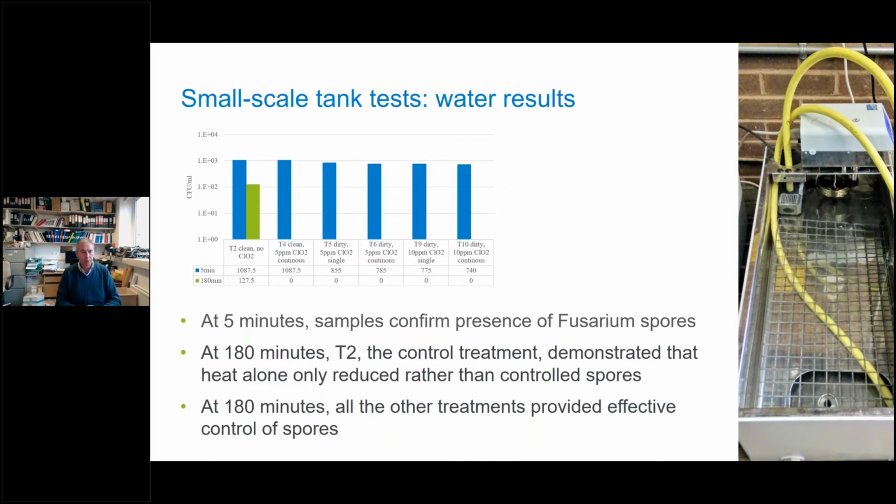So conclusions from this particular stage were that at 5 minutes, the samples confirmed the presence of fusarium spores in our system, but actually really no control. At 180 minutes, the control treatment demonstrated that heat alone only reduced rather than controlled spores, but that at 180 minutes, all of the treatments provided effective control of spores. And this gave us confidence to move into the next stage.